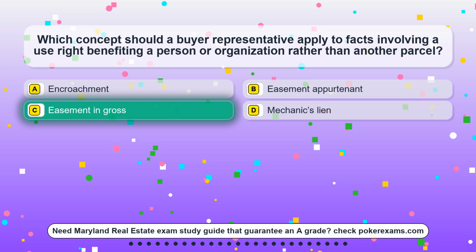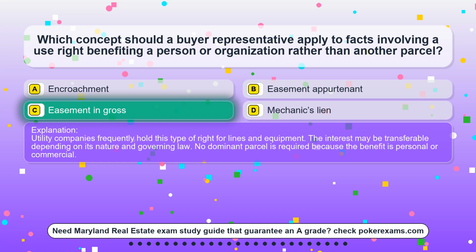The correct answer is option C, easement in gross. Utility companies frequently hold this type of right for lines and equipment. The interest may be transferable depending on its nature and governing law. No dominant parcel is required because the benefit is personal or commercial.